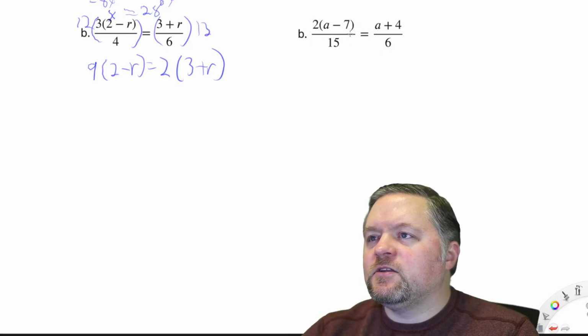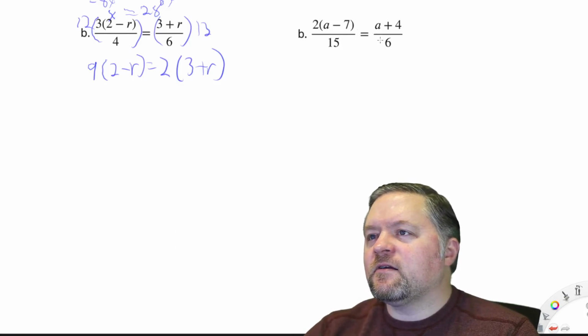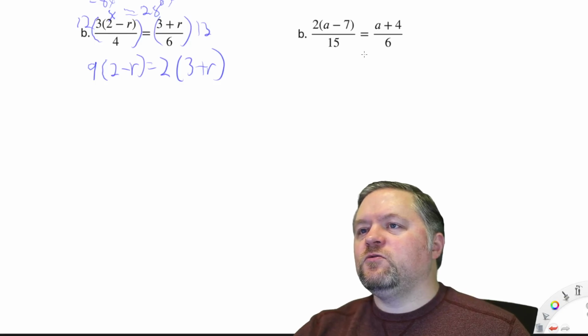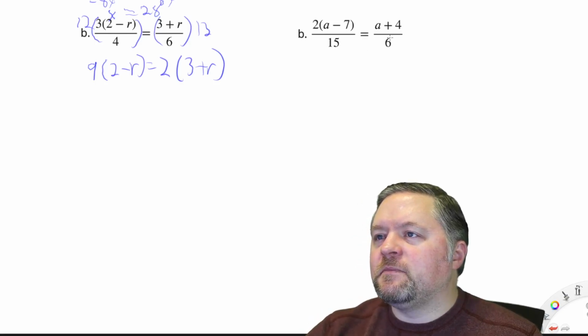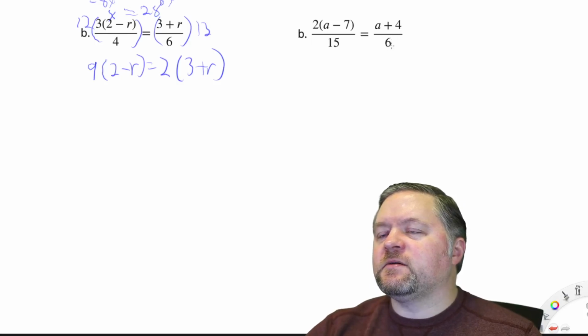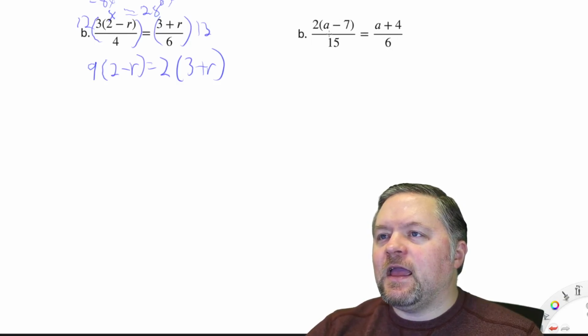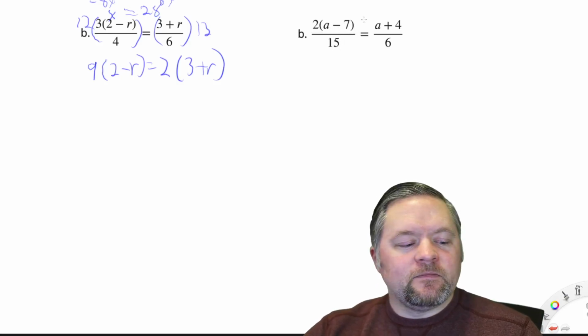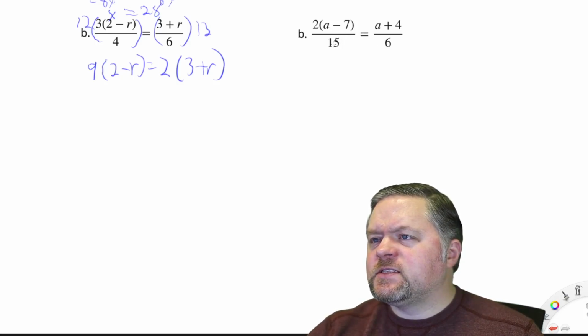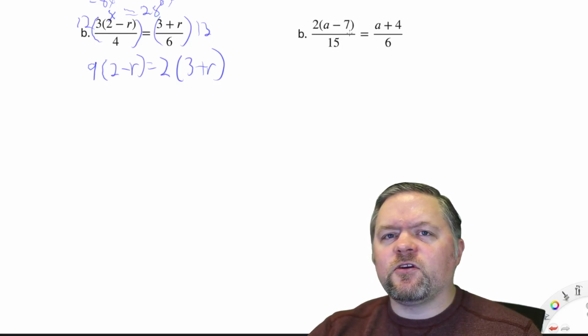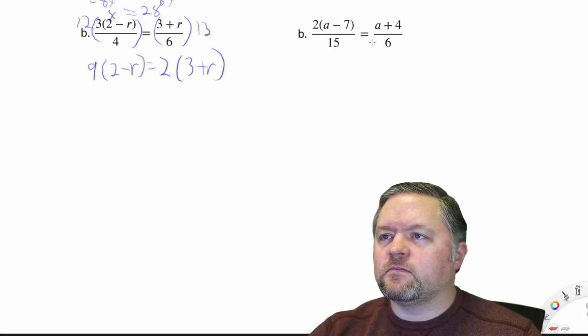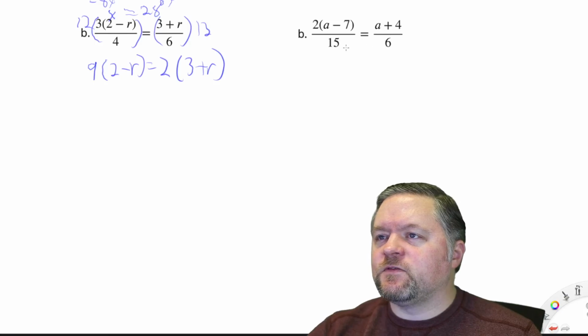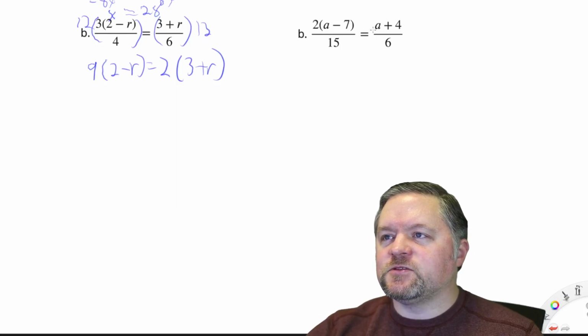Okay, what do we need to do on this one? Here, we need to multiply by something that's going to take care of the dividing by 6 and dividing by 15. So, common denominator between 6 and 15 is 30. 6 times 5 is 30. 15 times 2 is 30. Ooh, times 2. Hey, we've got a times 2 here.